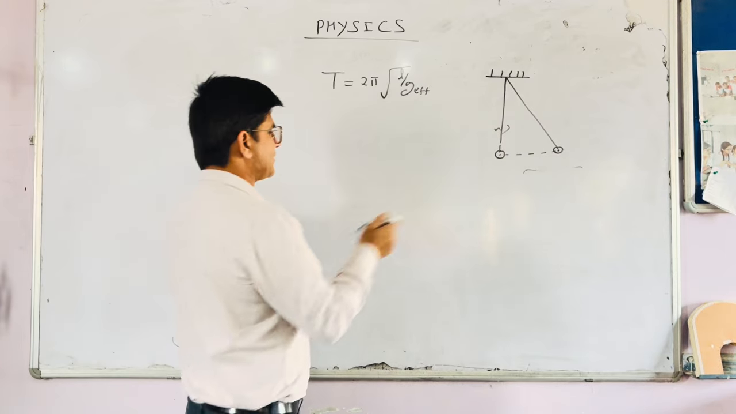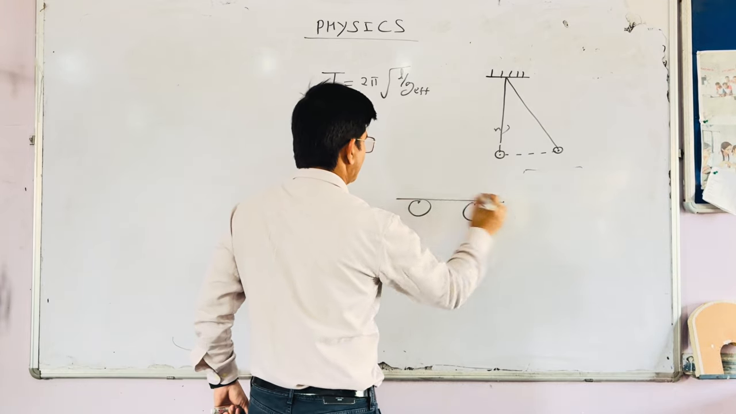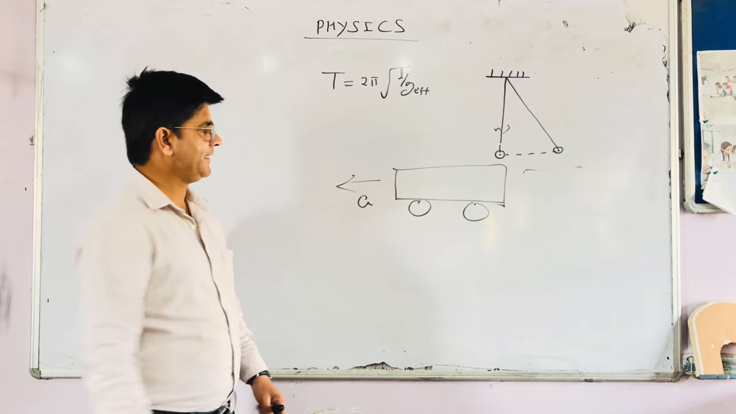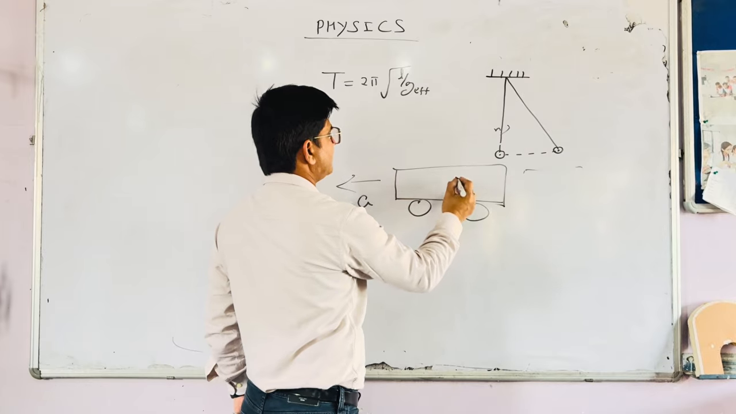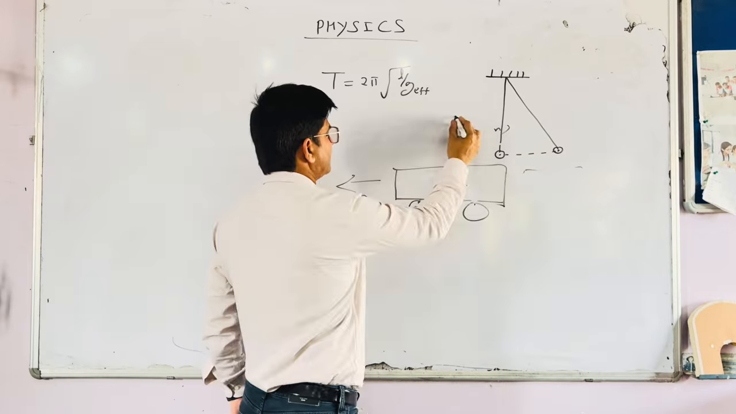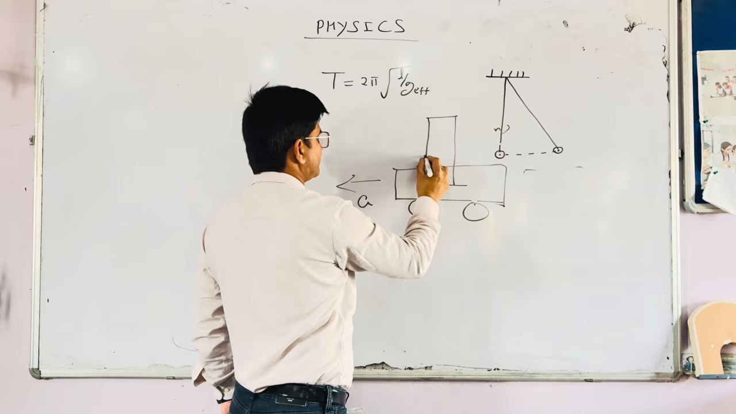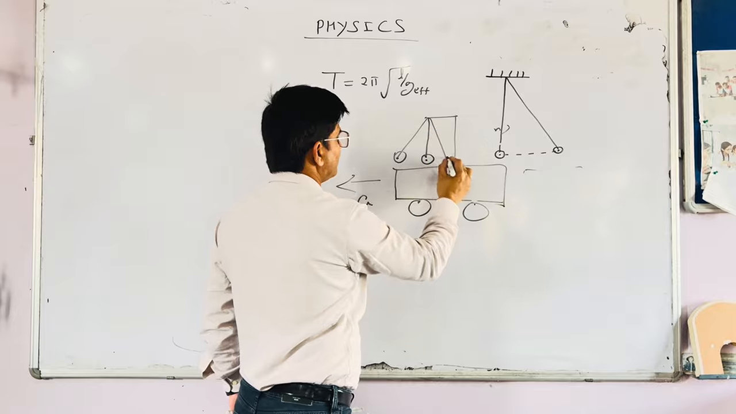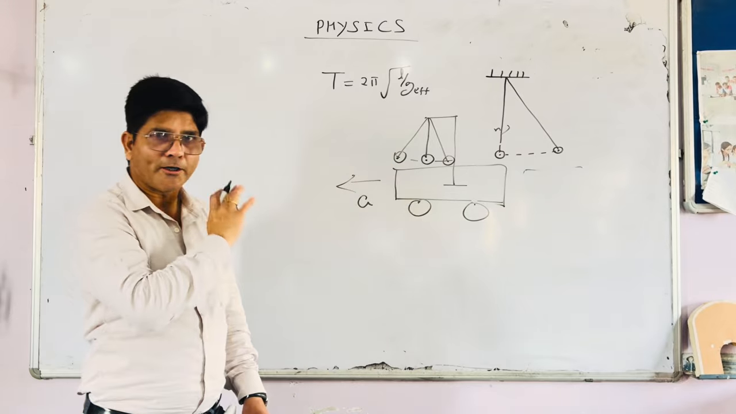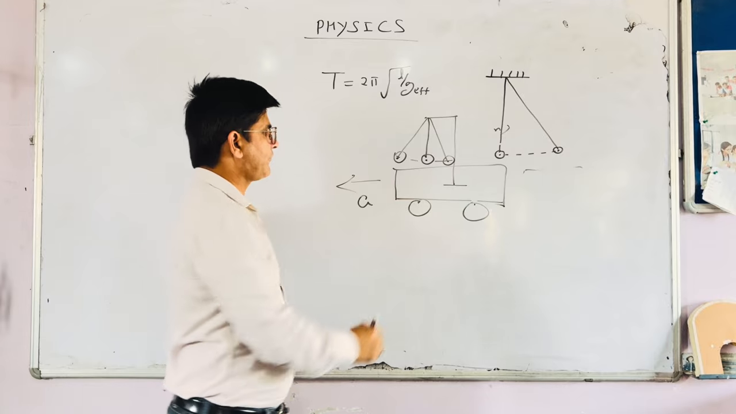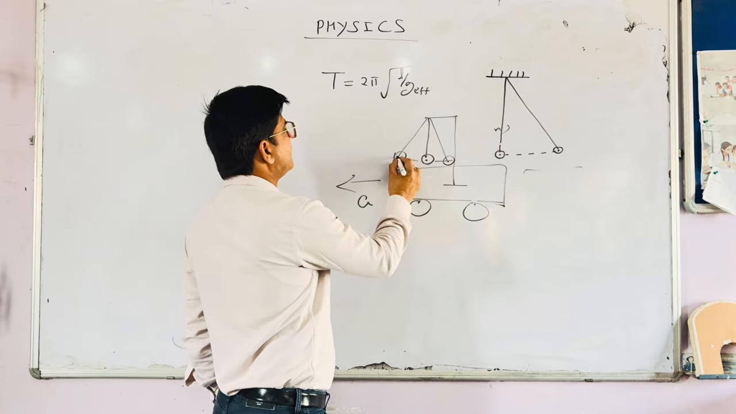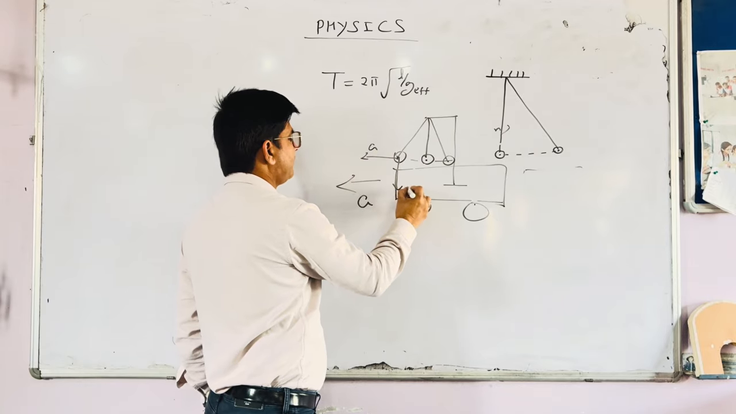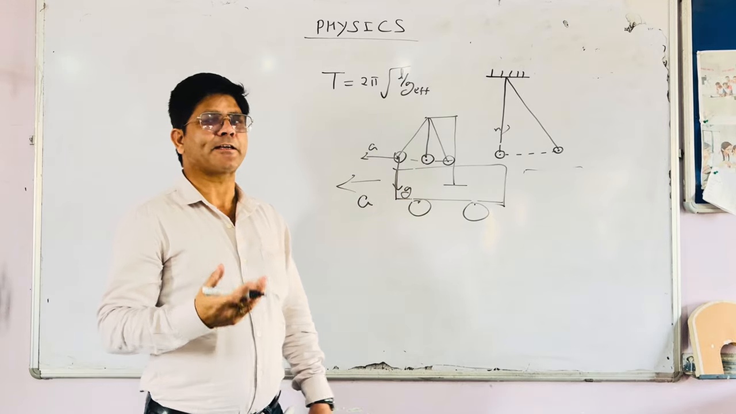So according to our new condition, this is a vehicle which is moving forward with an acceleration a, and this pendulum is placed on it. This pendulum is vibrating in this manner on a moving vehicle. The acceleration of the vehicle is in this direction and the acceleration due to gravity is in this direction. So what should be the effective gravity here?